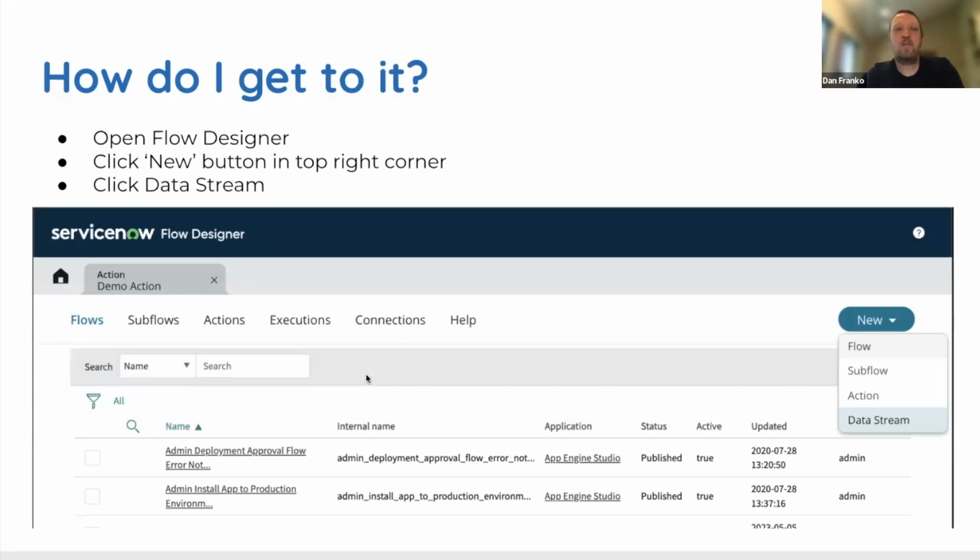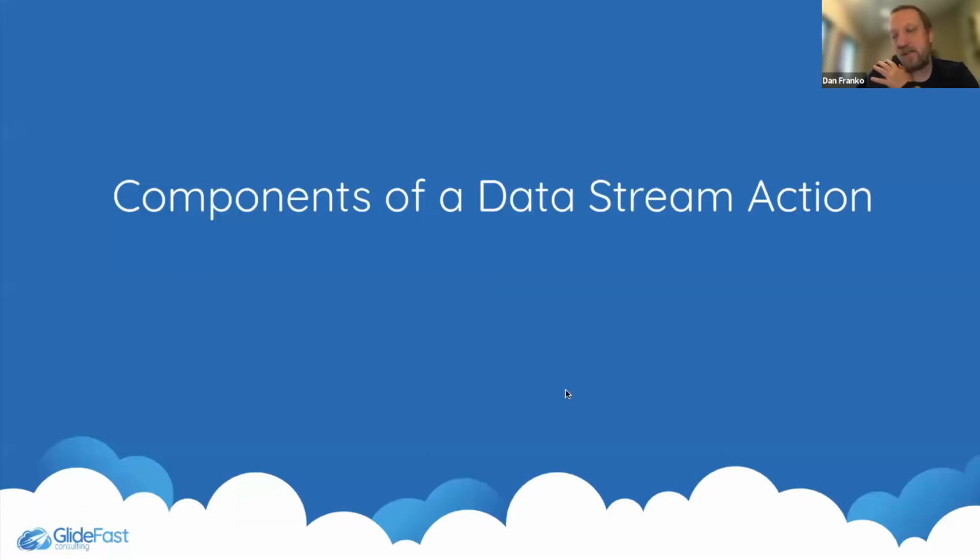All right, how do you get to it? You're basically going to open Flow Designer. You're going to click the new button in the top right corner, as I'm sure a lot of us are familiar with. And then you'll have this new option of data stream. So you'll click that and we'll look at the components of the data stream.